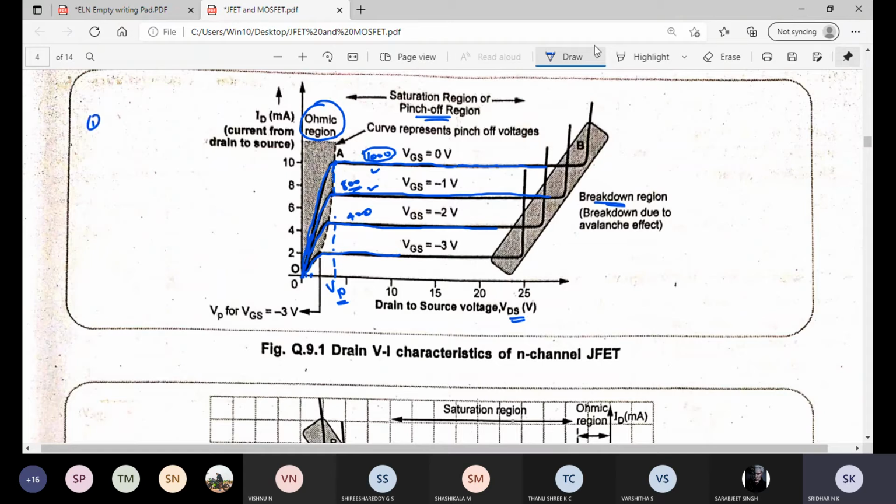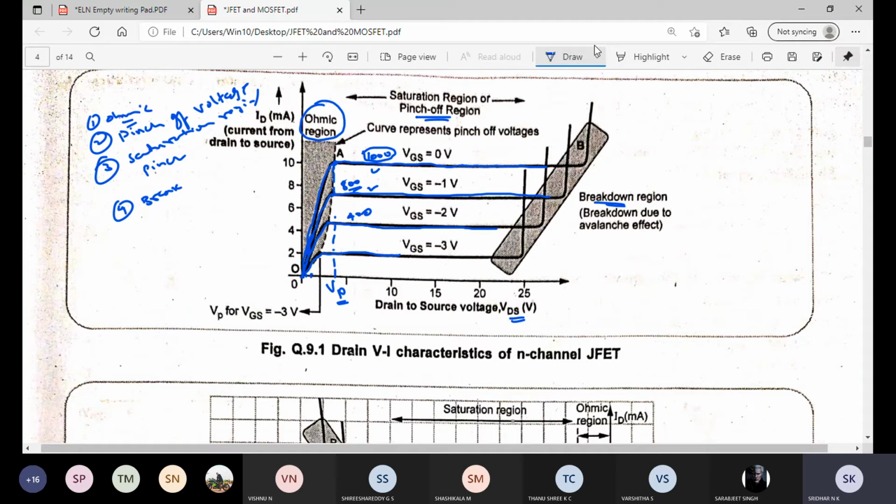One is the ohmic region. Second one is pinch off voltage. Third one is the saturation region, or we say it as the pinch off region. That's what they have told here. Fourth one is the breakdown region. So these 4 terms you need to explain. What is the ohmic region? You can see here.